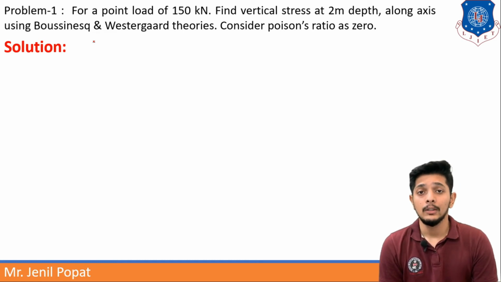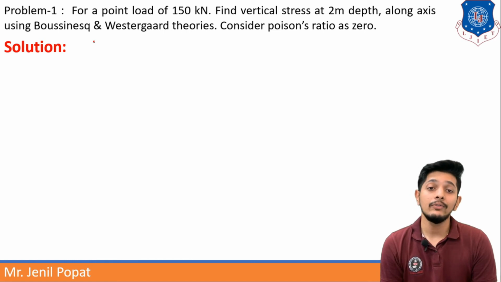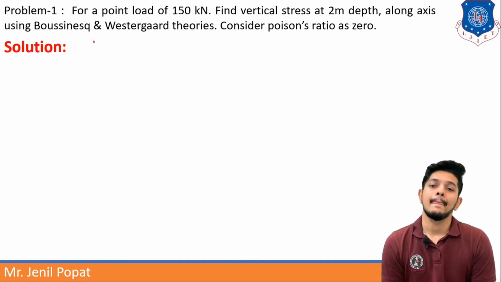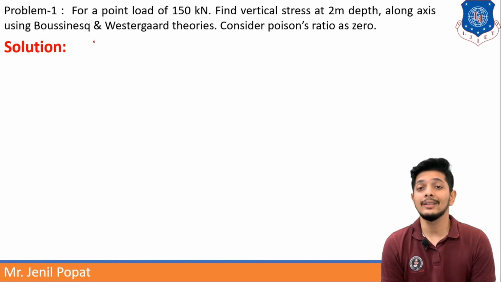Now, the first problem: for a point load of 150 kilonewton, find the vertical stress at 2 meter depth. The depth of the point is given, and it is along the axis of loading. Use Boussinesq and Westergaard theories. So we have to find the vertical stress at 2 meter depth along the axis of loading, and we have to apply Boussinesq and Westergaard theories. Consider Poisson's ratio as 0.